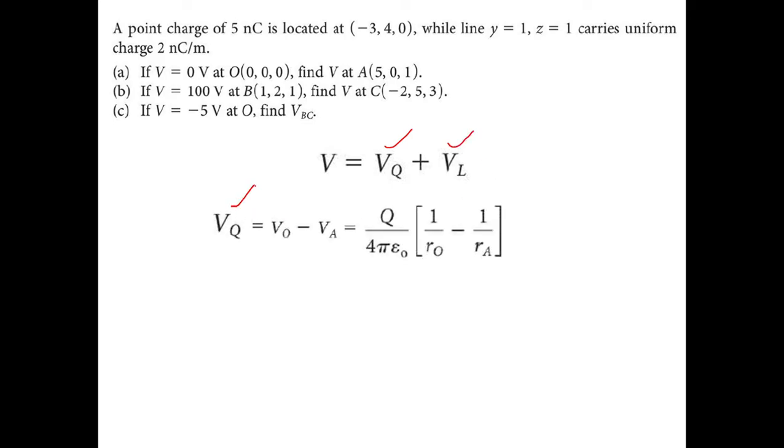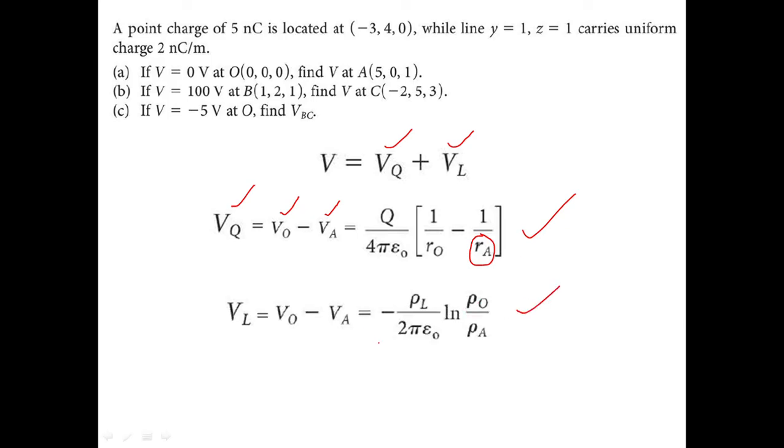So V Q will be the potential difference at 0. Anyway, it is 0 volts minus VA, that is at this point. So that is given by Q divided by 4 pi epsilon naught, 1 divided by R naught minus 1 divided by RA. So whatever we have calculated now is RA. We have to calculate what R naught is also. R naught is the distance between the origin and the point charge. That will give you R naught and rho naught. So this is for the point charge, and this is for the infinite line charge.